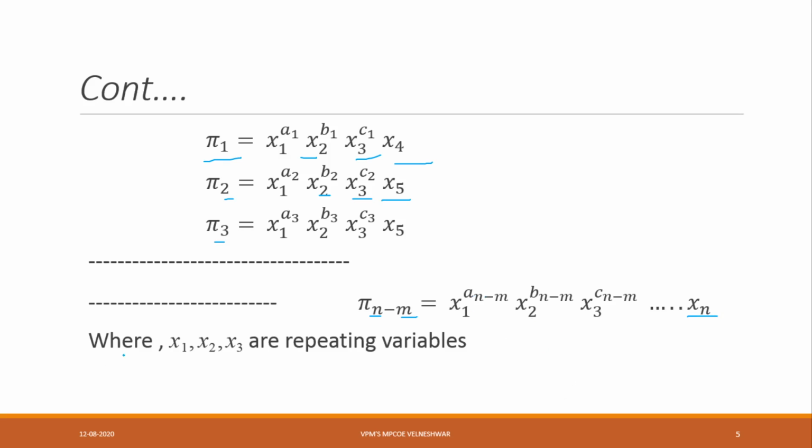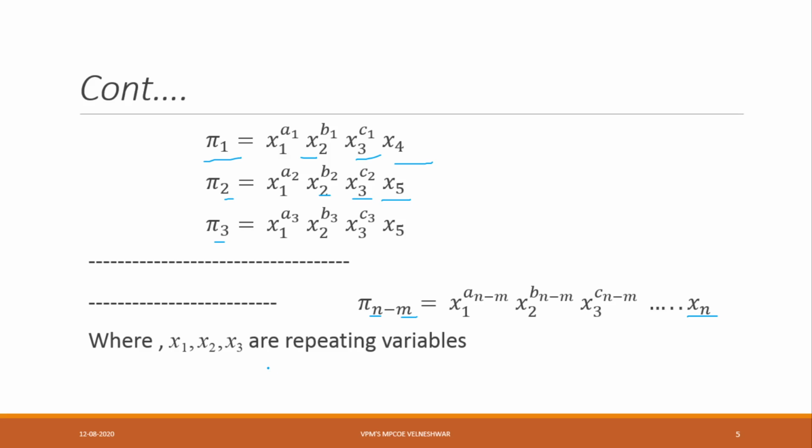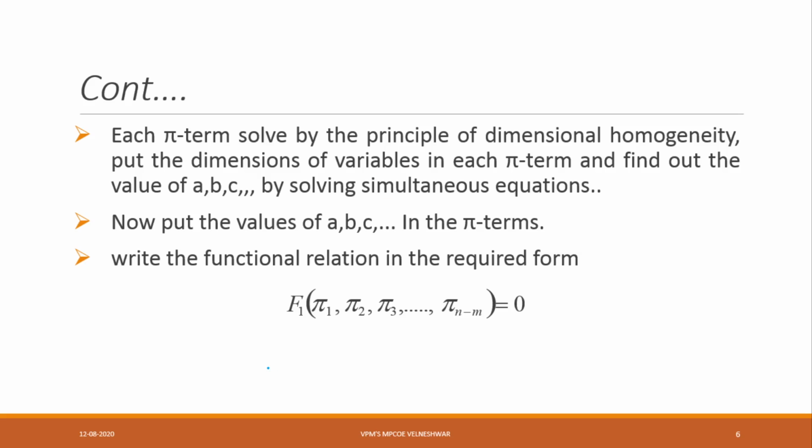Here x1, x2, x3 are the repeating variables, as I just said. Each pi term is solved by the principle of dimensional homogeneity. Put the dimensions of the variables in each pi term and find the values of a, b, c by solving the simultaneous equations. Suppose pi 1, pi 2, pi 3 are there. We have to find each separately, write each separately, and solve for the values of a, b, c.